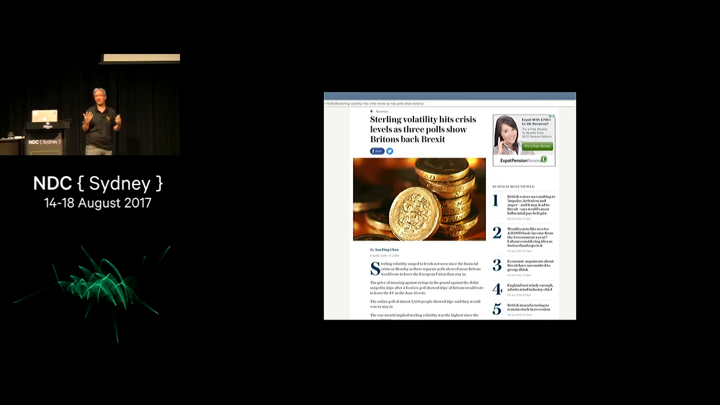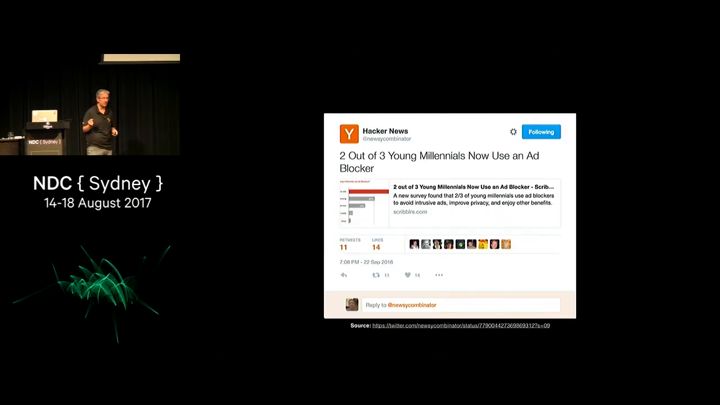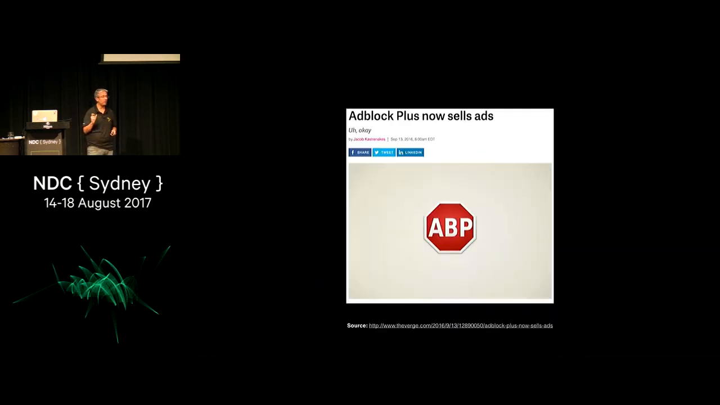So we end up in this situation where, like, you know, we're just using ad blockers and we're just getting this information and we're thinking everything is okay. In fact, 2 out of 3 young millennials now use an ad blocker. Now, there's a twist that happens here because AdBlock Plus now is selling ads. Now, none of us saw that coming, did we, right? But the reality is that we are paying.